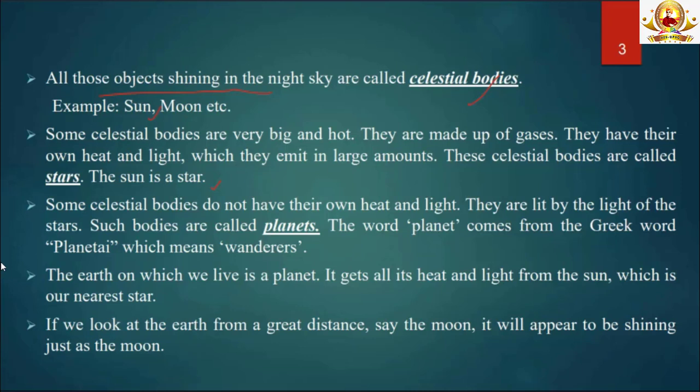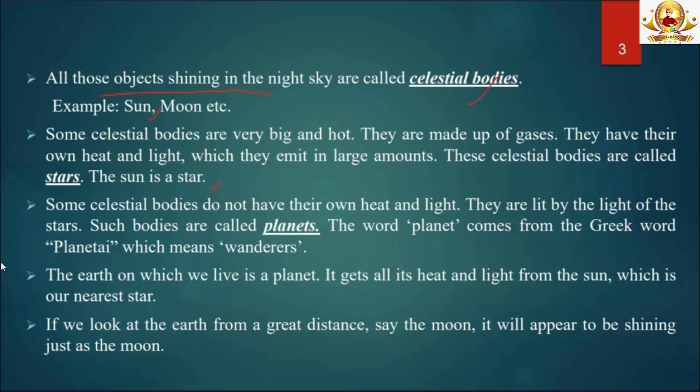Let's come to the other aspect, the celestial bodies which do not have their own heat and light. That is, they cannot glow on their own. For example, if we see Earth from the moon, as we have seen in Google pictures also, it appears to be blue. But how? Earth doesn't have its own light, it cannot glow by itself. It is glowing under the light of the sun. That is why it appears to be blue, because of the water present on the earth. Such bodies which do not have their own heat and light will be called planets.